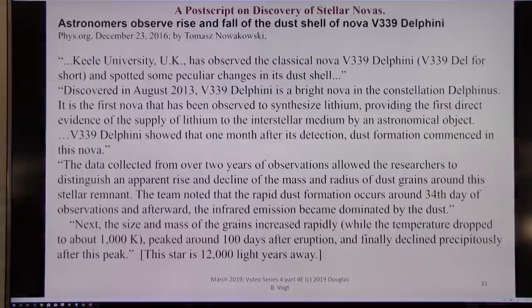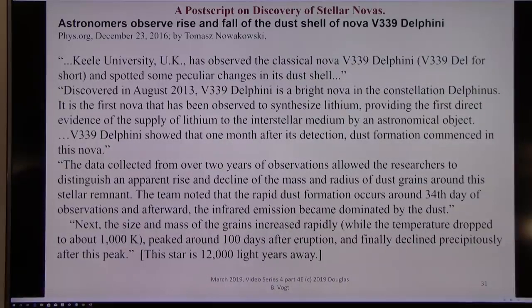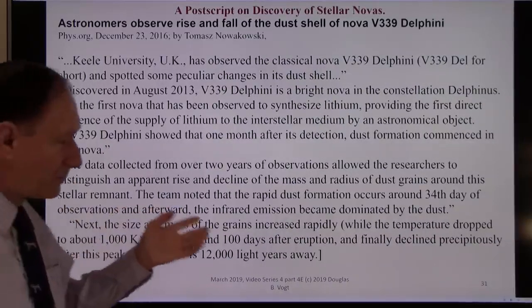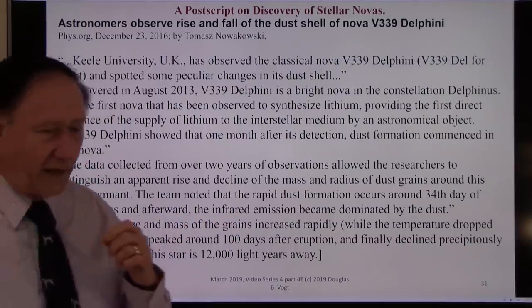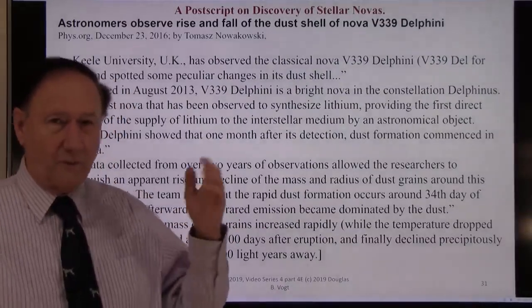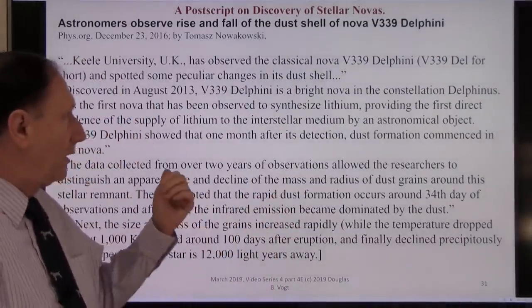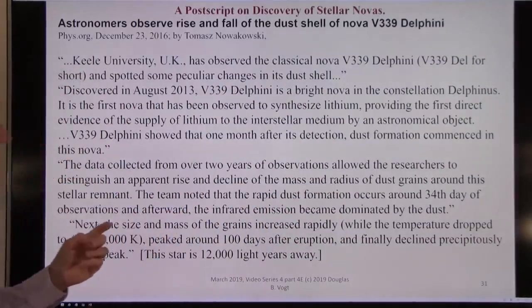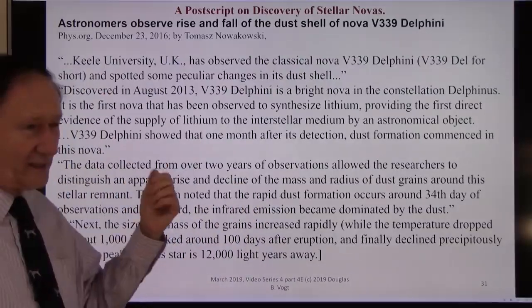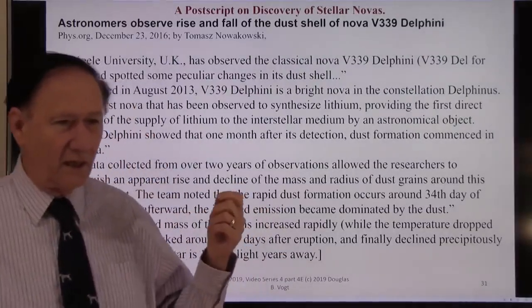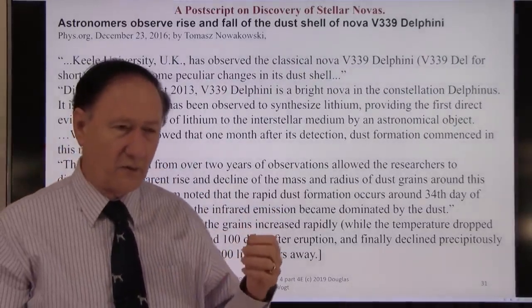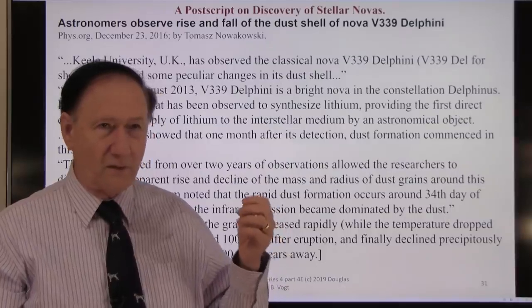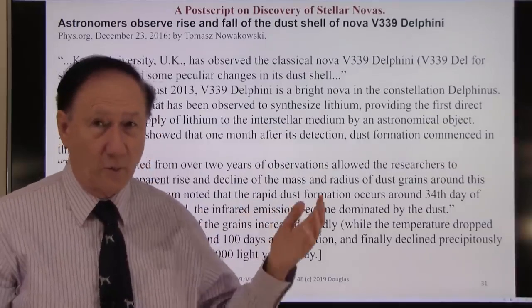Okay, so astronomers observe rise and fall of dust shells of nova V339. The reason I put this here, it's almost the end. I had a couple of novas that fell right on the timeline. We just found another one. This V339, and they gave it a distance of 3.9 parsecs, which converts to about 12,700 or so light years away.